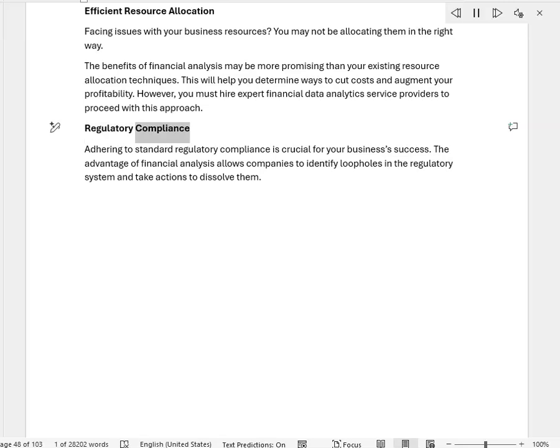Regulatory compliance. Adhering to standard regulatory compliance is crucial for your business's success. The advantage of financial analysis allows companies to identify loopholes in the regulatory system and take actions to dissolve them.